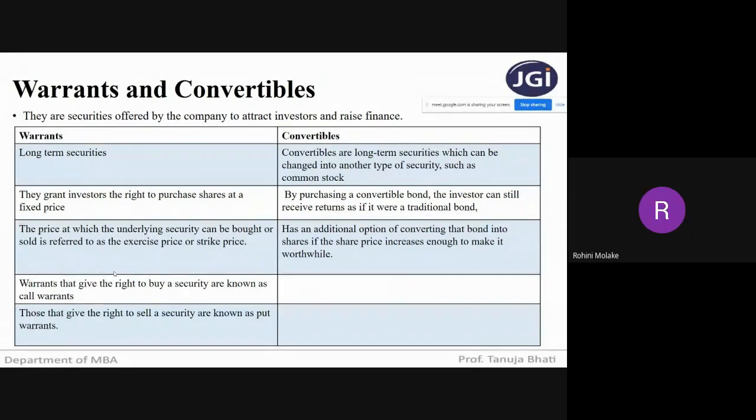Next is convertibles. Convertibles are long-term securities which can be changed into another type of security such as common stock. By purchasing a convertible bond, the investor can still receive returns as if it were a traditional bond, and has an additional option of converting that bond into shares if the share price increases enough to make it worthwhile.